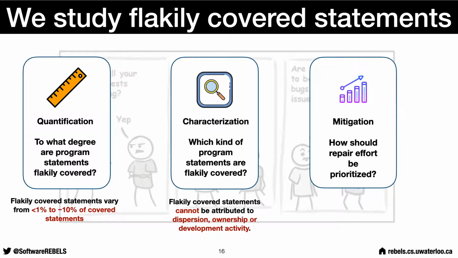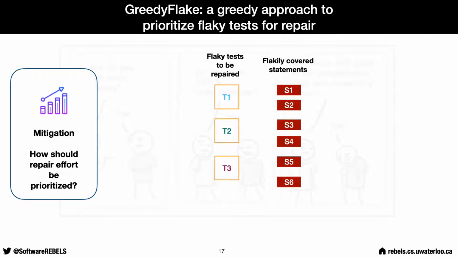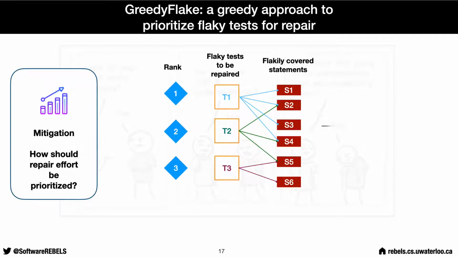So how do we select which test to repair? How do we prioritize a test for repair? We propose a greedy approach for prioritization. Consider a list of flaky tests to be repaired and the list of flakily covered statements that will be repaired by fixing the test. We rank the tests. The higher the number of statements fixed, the higher the rank. We propose the highest rank test for repair.